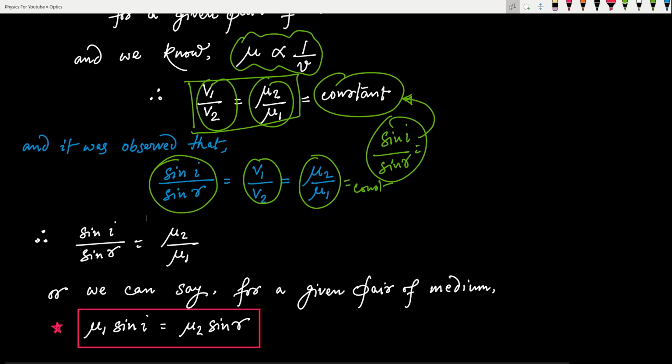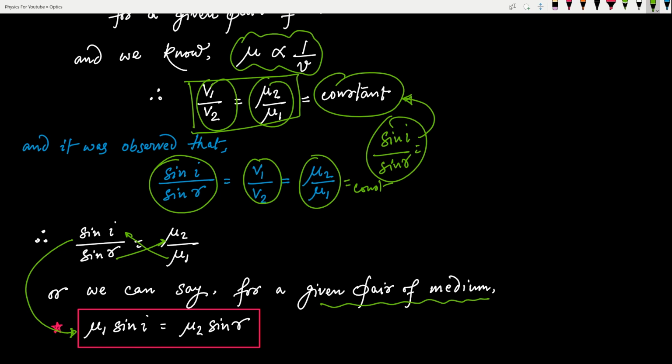Once we understand that there is a relationship between sine I by sine R is equal to mu2 by mu1 for a given pair of medium, this is very important. We can't change the medium. This has to be constant. If this is constant, we can say from this, it is very important, and this will help us to solve many MCQs. That is, if we cross multiply, okay, then we will get mu1 sin I is equal to mu2 sin R. Okay, so this relationship is very important.